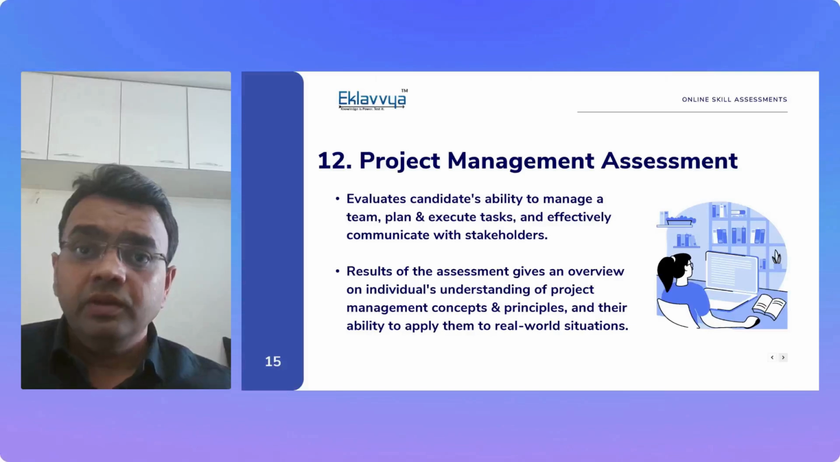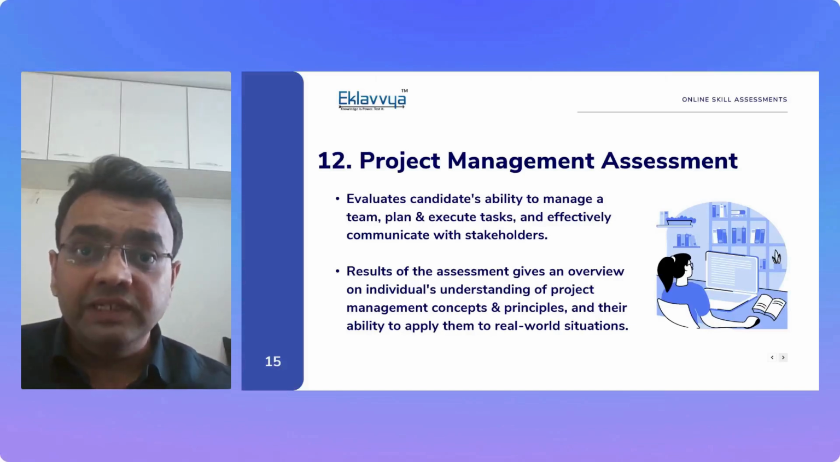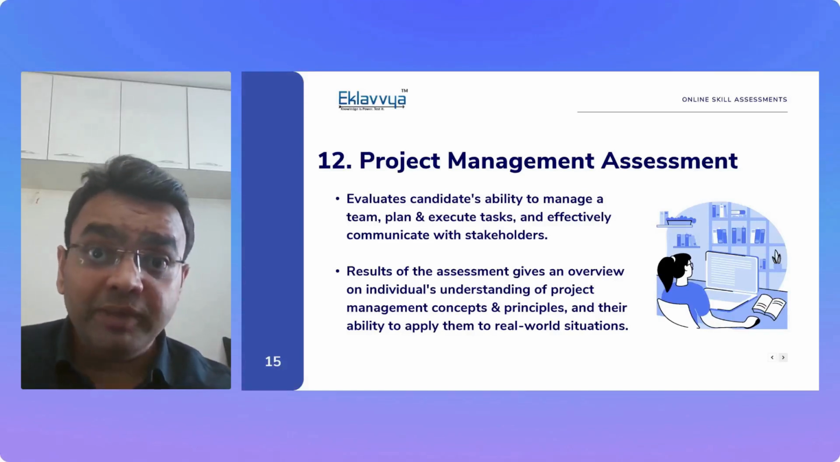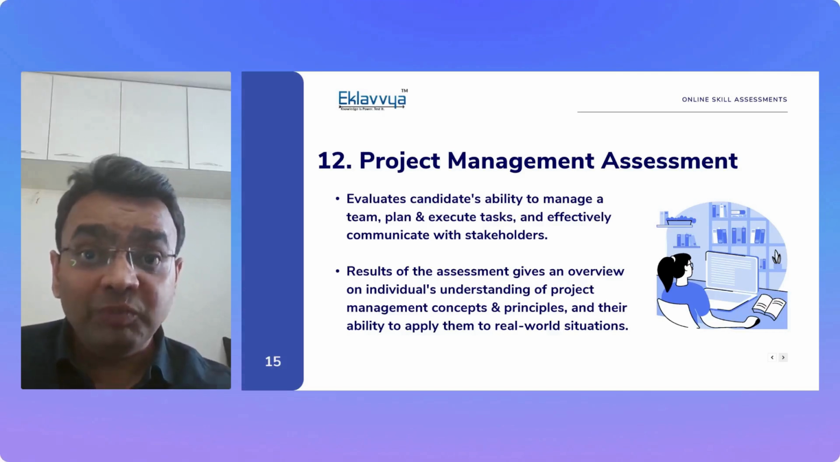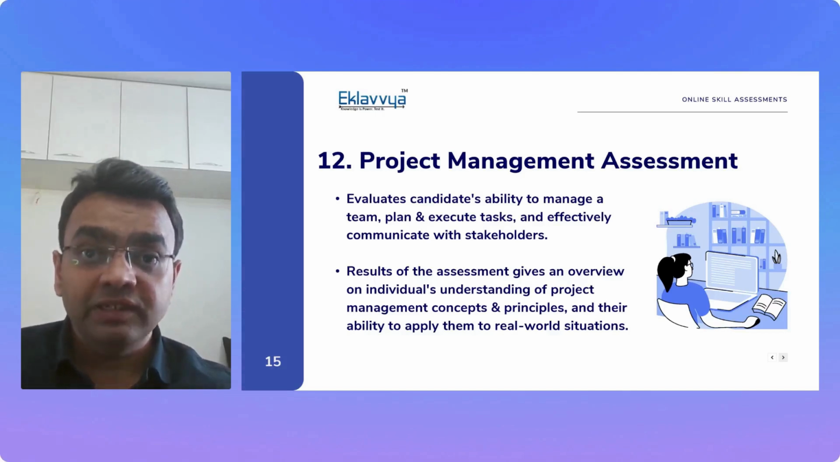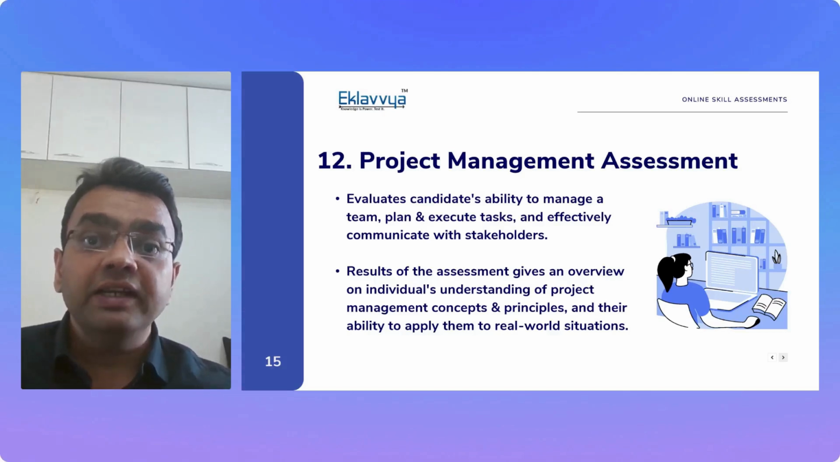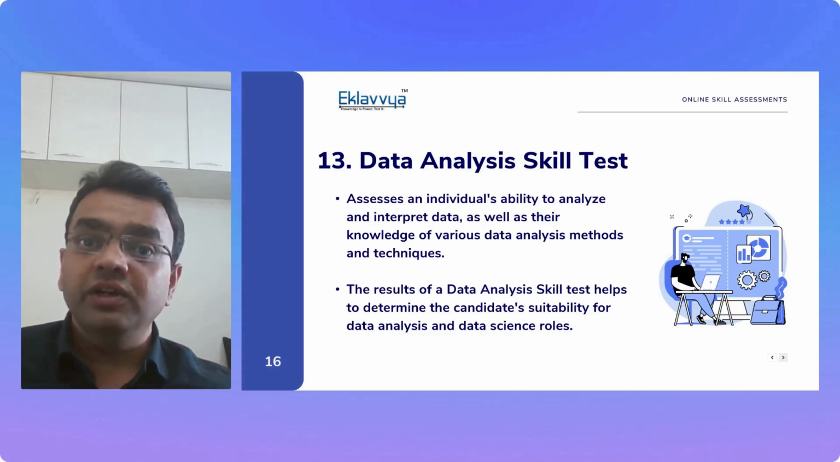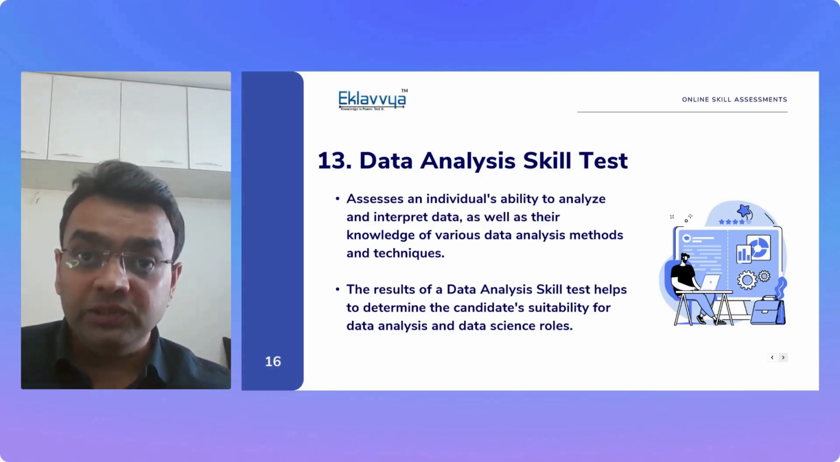Project managers require a lot of skills related to project management, customer communication, collaboration, and using various project management related tools. So if you are looking to hire project managers, then a project management assessment can be conducted where you can build a custom assessment test which can help you evaluate candidates' ability to manage the project. So if you are looking to hire project managers for various projects and departments, then you can explore the option of conducting an online project management assessment.